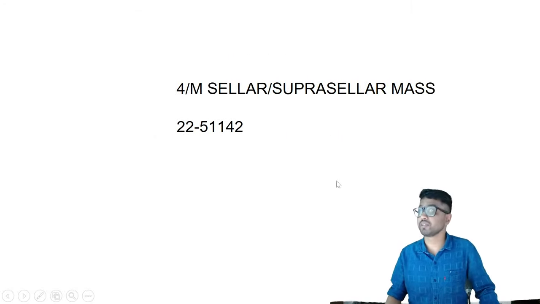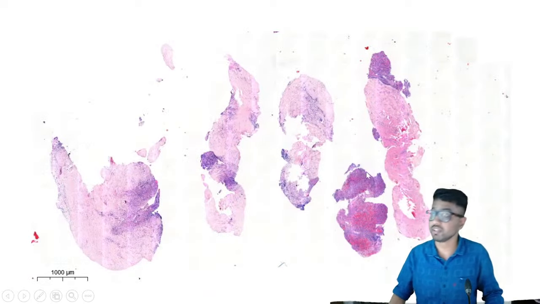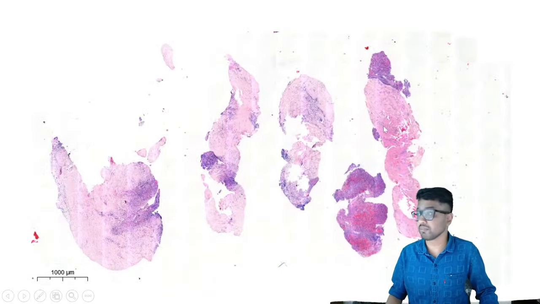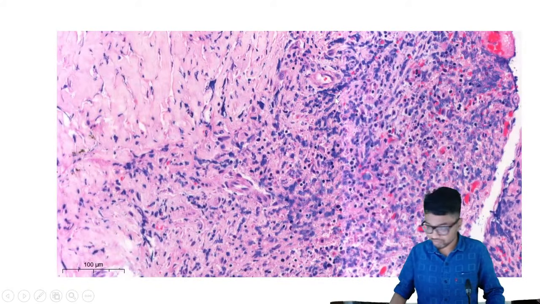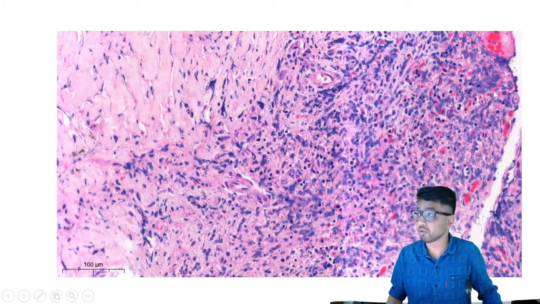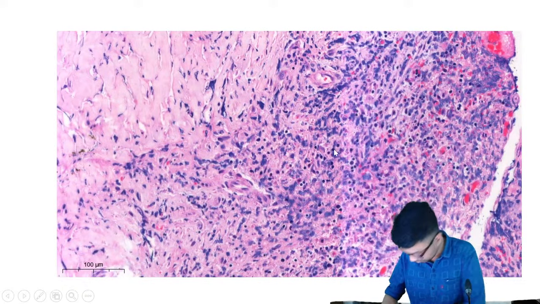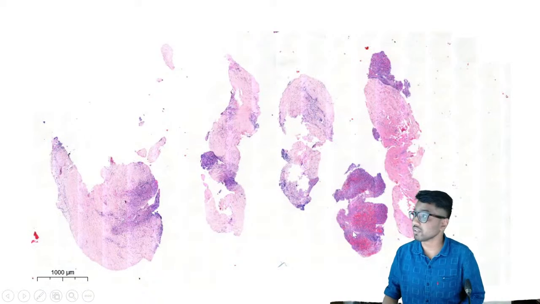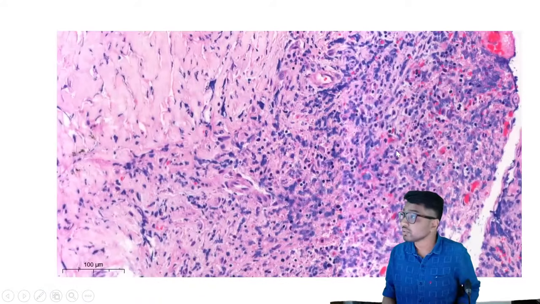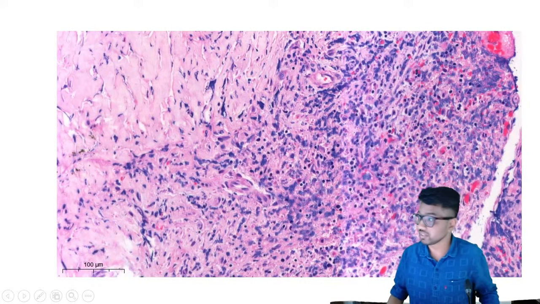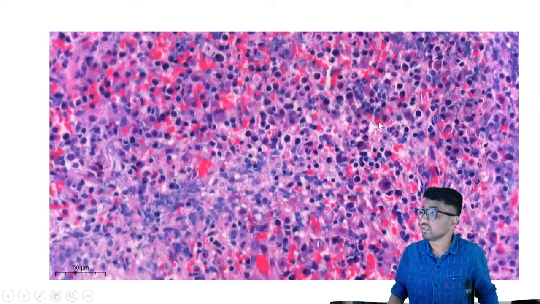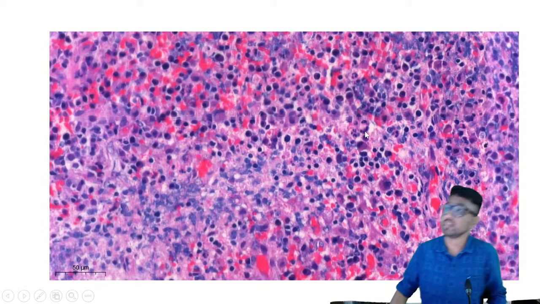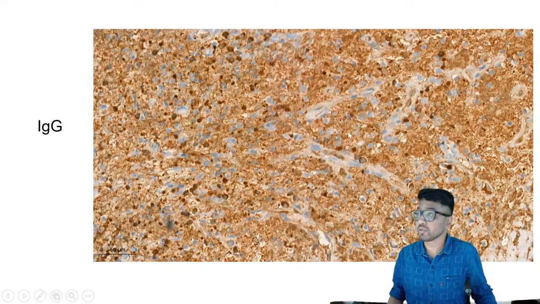Coming to the second case, a 4-year-old male with a sellar suprasellar mass. These are multiple fragments of the biopsy. We could not see any normal pituitary, but there is a lot of fibrocollagenous tissue and inflammatory cells. On higher power, we see the same lymphocytes and plasma cells, predominantly plasma cells and a few lymphocytes. There is no evidence of any necrosis or granuloma.